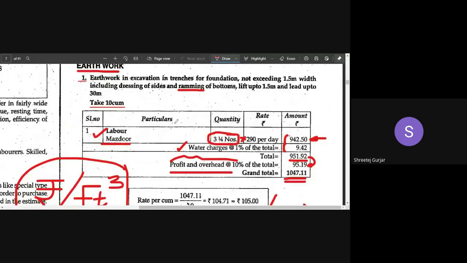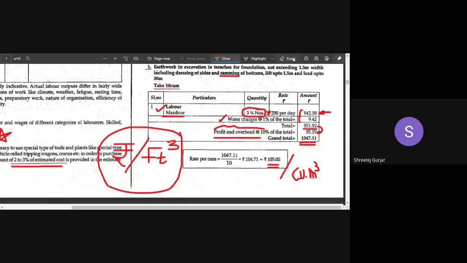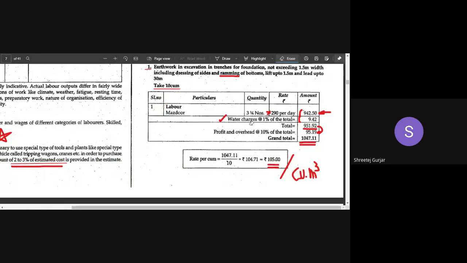So this is very easy. This is for earthwork, wherein we do not have any materials and there is only one mason. Is this clear? If you have understood this, you will understand all the other things. So tell me whether you have understood this particular analysis of rate for the first one, earthwork in excavation. Yes?